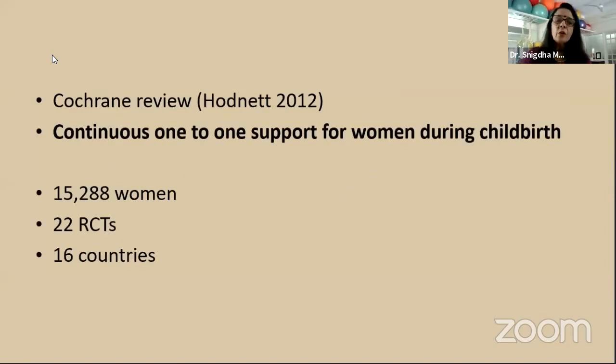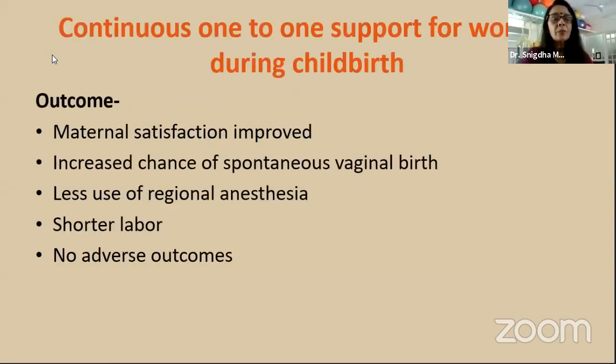A Cochrane review done by Hodnett in 2012 on continuous one-to-one support for women during childbirth covered 15,288 women, in 22 trials, spread over 16 countries. So what was the outcome of this review? The maternal satisfaction improved, increased chance of spontaneous vaginal birth, less use of regional anesthesia, shorter labor, and no adverse outcomes.